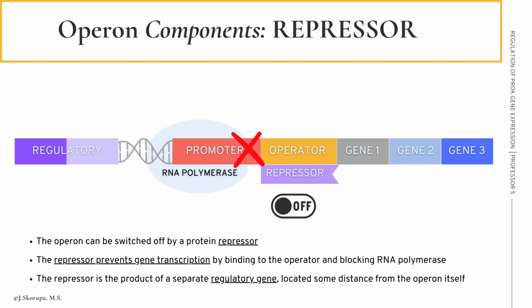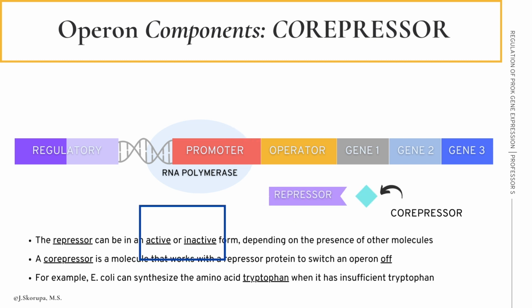The repressor is the product of a separate regulatory gene located some distance from the operon itself. It's shown here upstream. Now, this is where it gets a little tricky. The repressor can be in an active or inactive form, depending on the presence of other molecules. A co-repressor is a molecule that works with a repressor protein to switch an operon off. It does this by binding to the repressor.